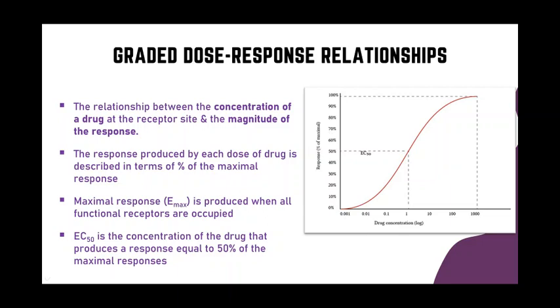Emax is the maximal response that can be produced when all functional receptors are occupied. In our practice here, to study the effectiveness and potency of the drug, we will look at the EC50, which is the concentration of the drug that can produce 50% of the maximal response.